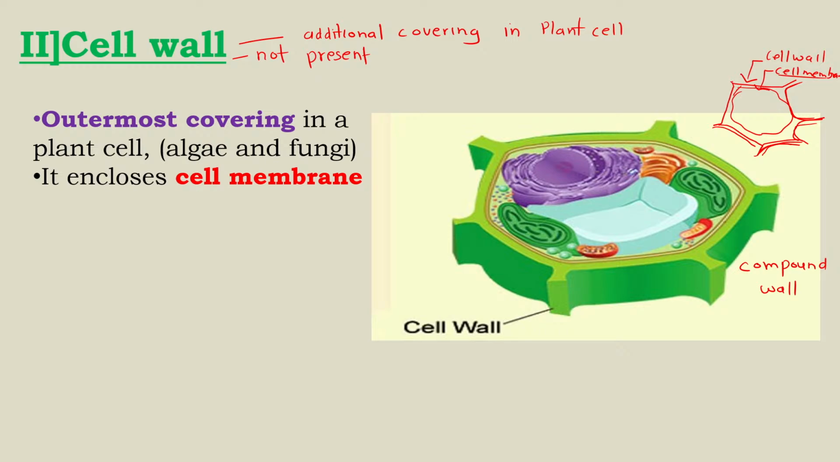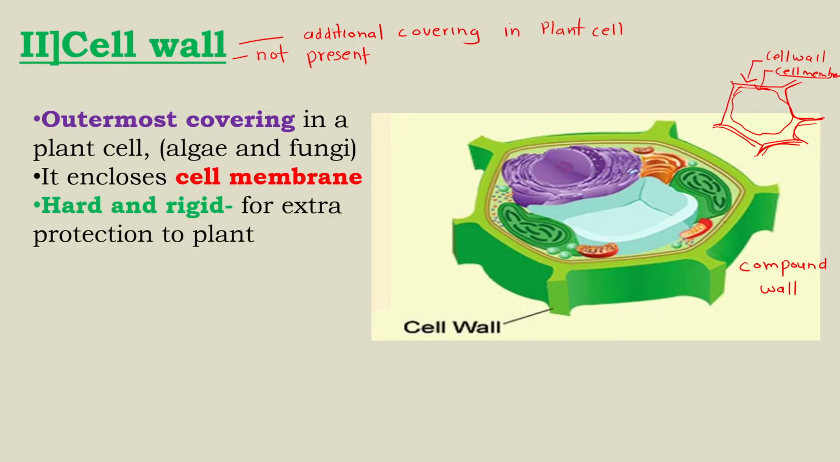So the outermost layer which is present in the plant is called a cell wall. Now it is a very hard and rigid structure, unlike the cell membrane, which is a very transparent thin layer. This one has a very hard, rigid structure. It is actually there for protection. This additional layer is hard and rigid because the main function of the cell wall is protection to the plant.